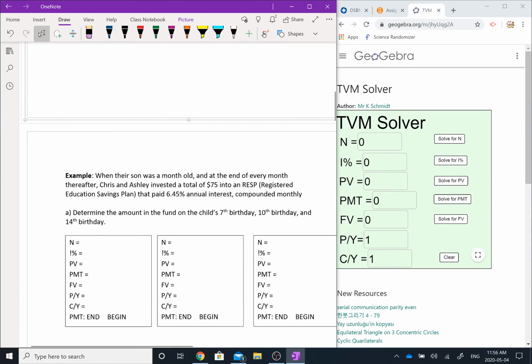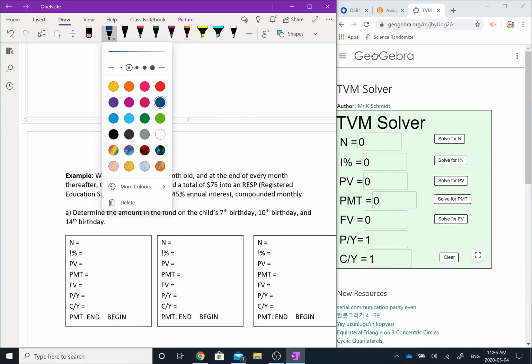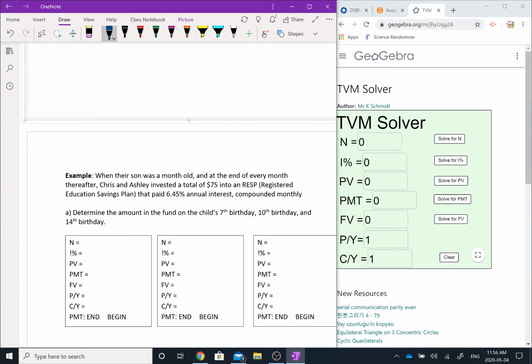We're not going to be using any calculations by hand, except for a few small ones. Other than that, we're just going to be using the TVM solver. So we're going to go through, make sure we fill in all of our information, and then plug it into the TVM solver to solve. The first one is going to be the 7th birthday. Then we're going to look at the 10th, and then the 14th.